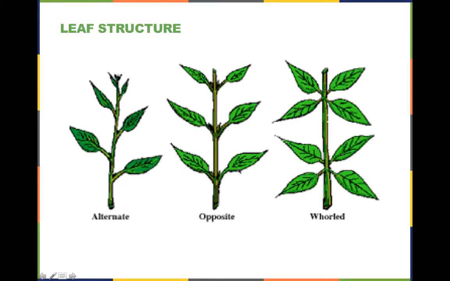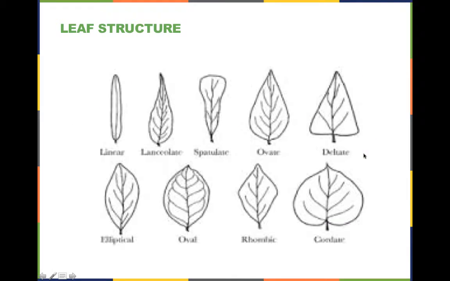Opposite means that the two leaves are opposite to each other on the stem like this. And then whorl is when you have more than two at the same point and they branch off in several directions. Sometimes there are three, sometimes four or five. So these are the three different kinds of leaf mosaics, arrangements of leaves.